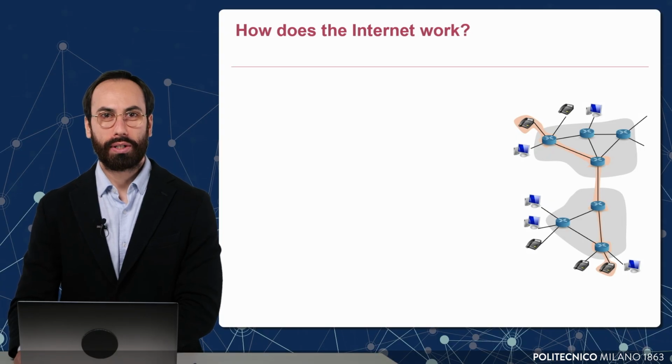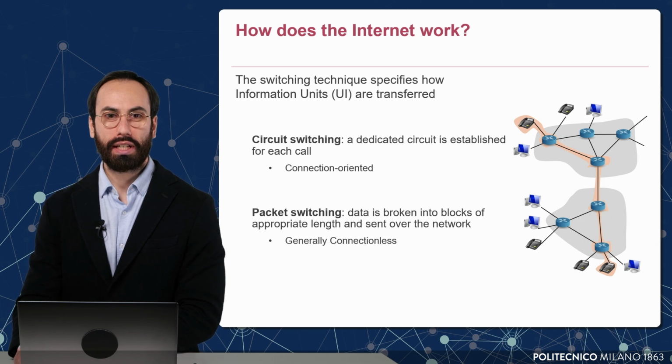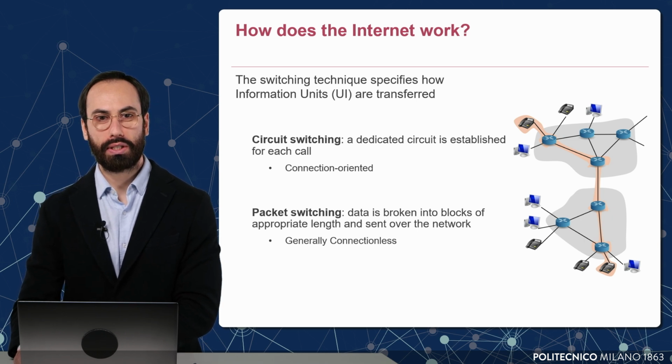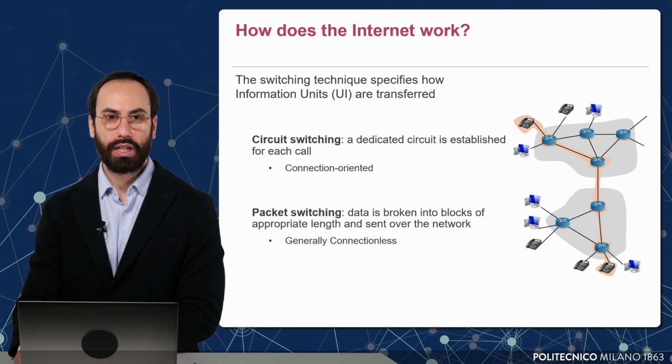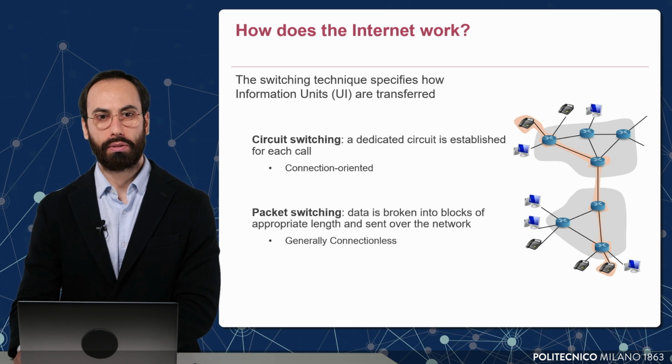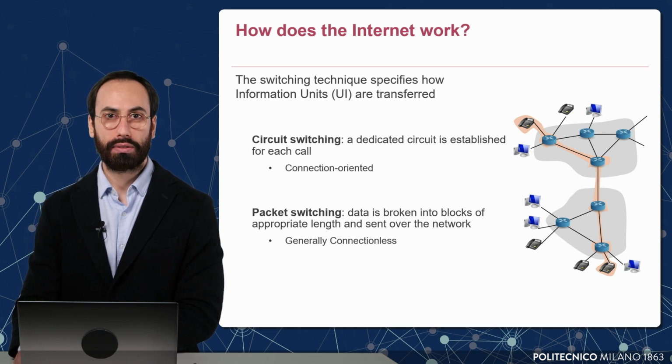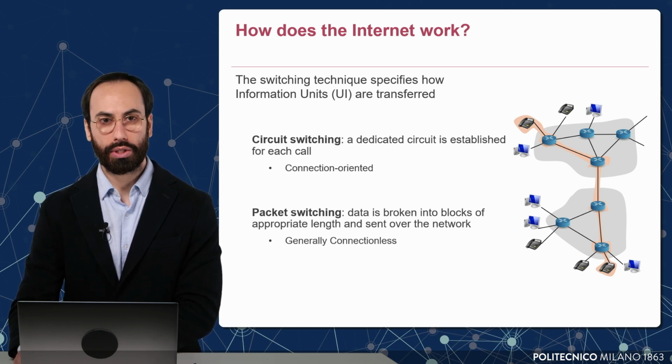How does the internet work? The switching techniques specify how information units are transferred over the network. There are mainly two types of switching techniques, the circuit switching and the packet switching.